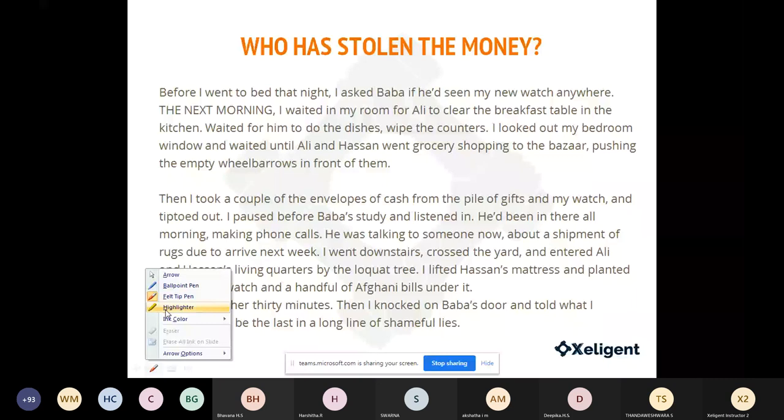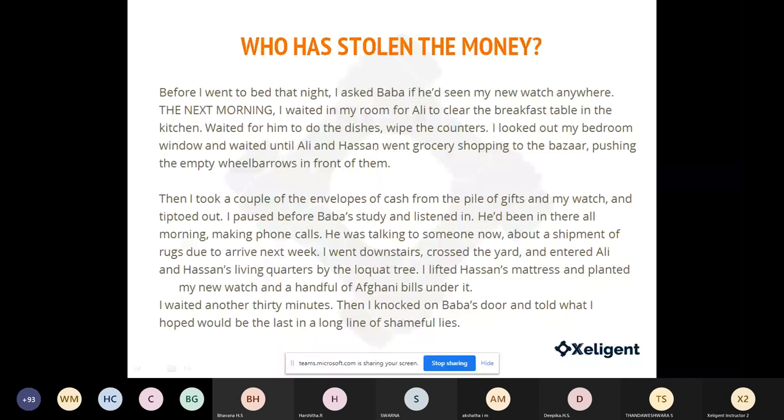Before I went to bed that night, I asked Baba if he had seen my new watch anywhere. The next morning, I waited in my room for Ali to clear the breakfast table in the kitchen, waited for him to do the dishes, wipe the counters. I looked out my bedroom window and waited until Ali and Hassan went grocery shopping to the bazaar, pushing the empty wheelbarrows in front of them. Then I took a couple of the envelopes of cash from the pile of gifts and my watch and tiptoed out. I paused before Baba's study and listened in.